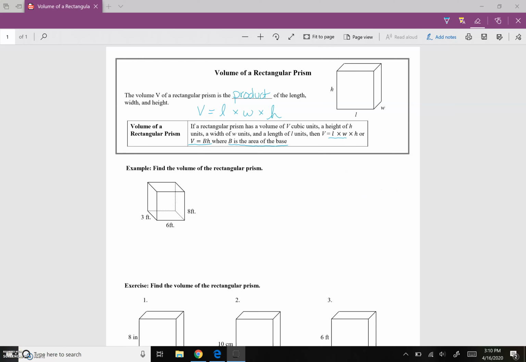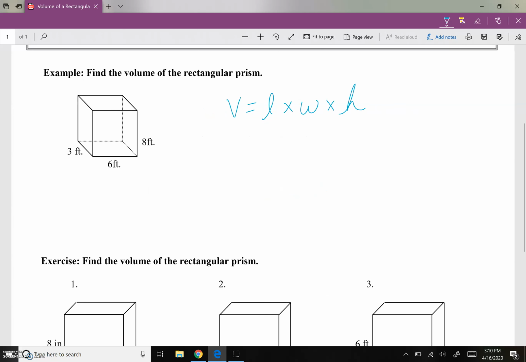Now we're going to jump into trying our first question. We'll need our formula, and we'll need our measurements. We're going to label our measurements. So the 6 feet is going to be our length. The 8 feet is going to be our width. And the 3 feet is going to be our height. So now we can plug these measurements into our formula.